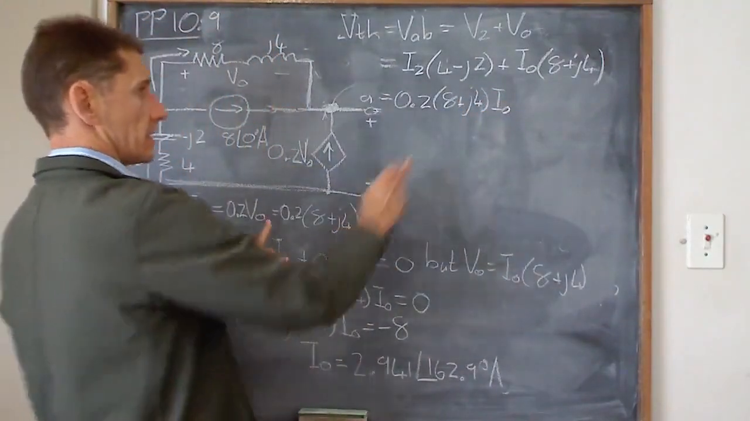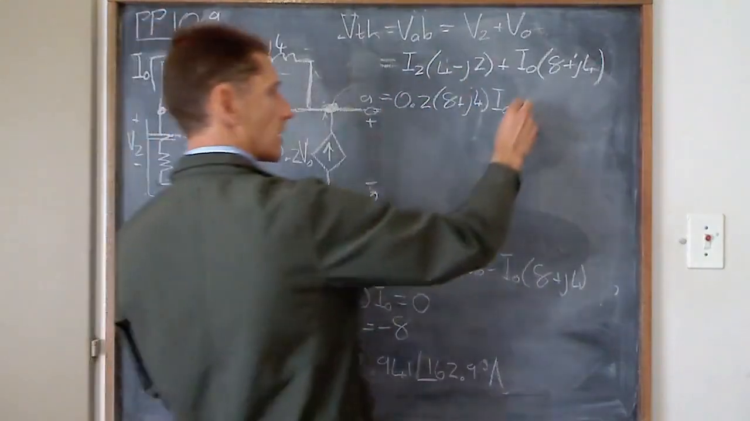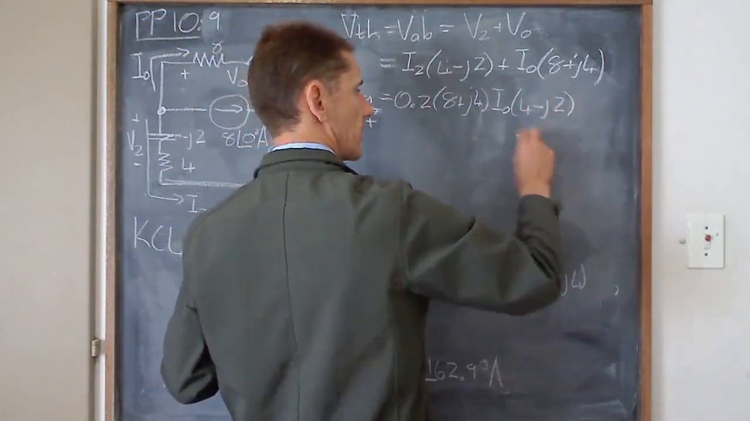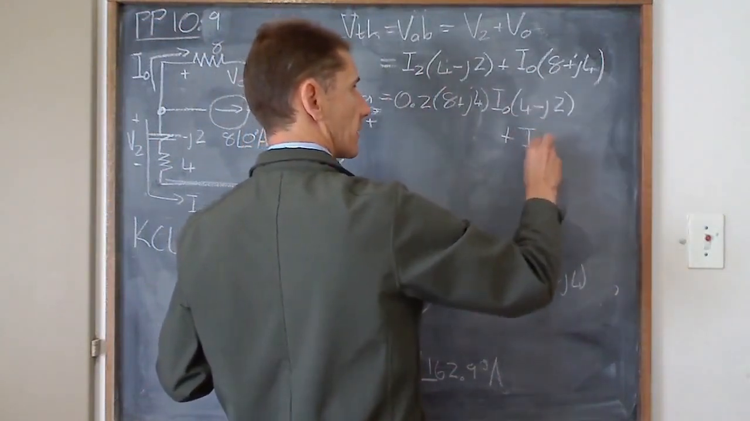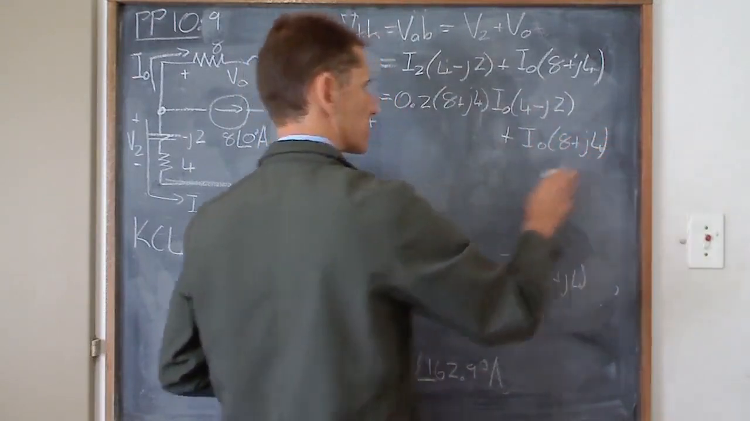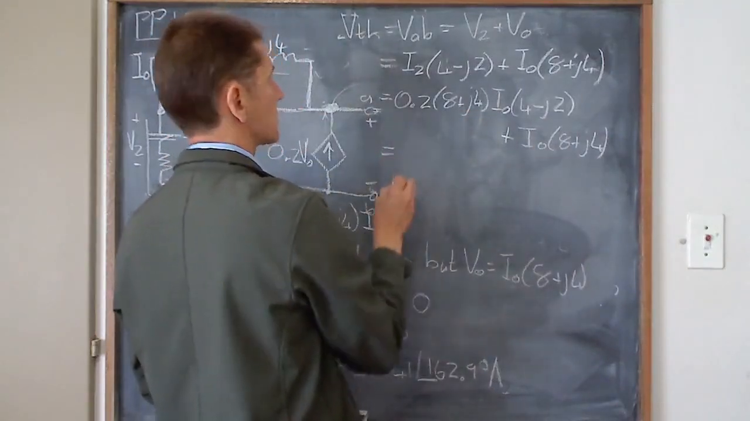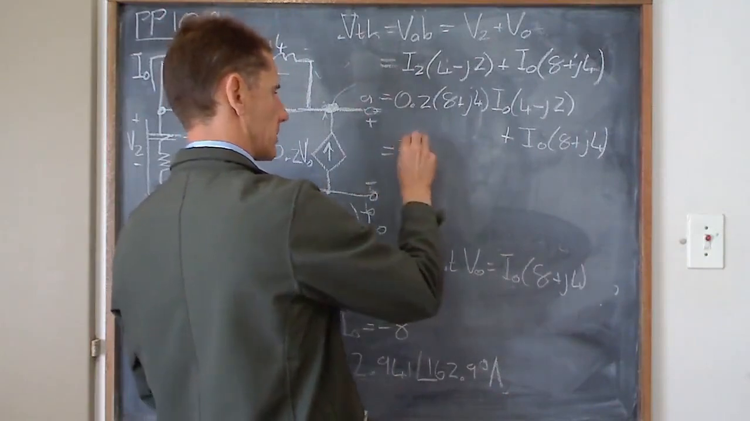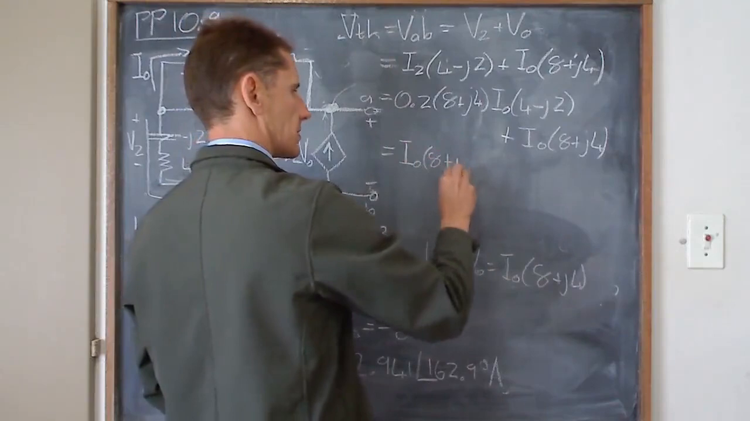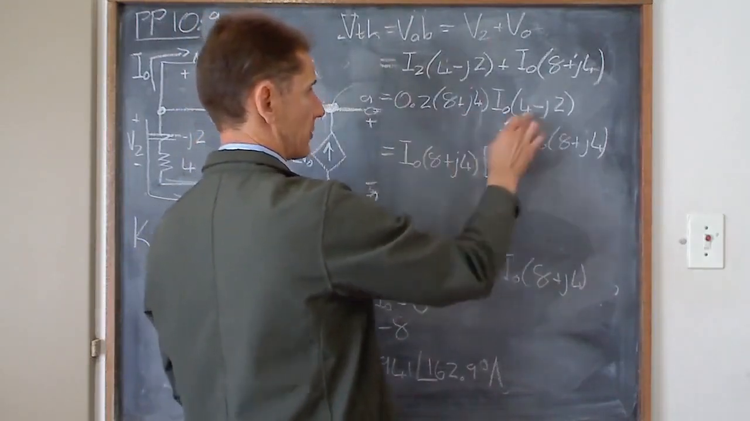Alright, so now we've substituted that I2 with all of this, and this we still need to multiply with a 4 minus J2, and then plus that I out 8 plus J4. So we've got an 8 plus J4 I out on both sides. So we're going to write this as I0 times 8 plus J4. And then we've taken this out of this equation.